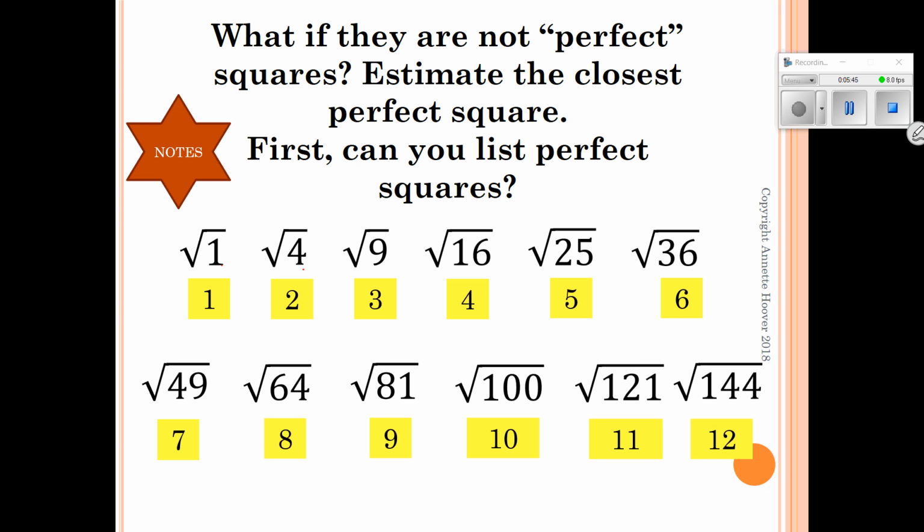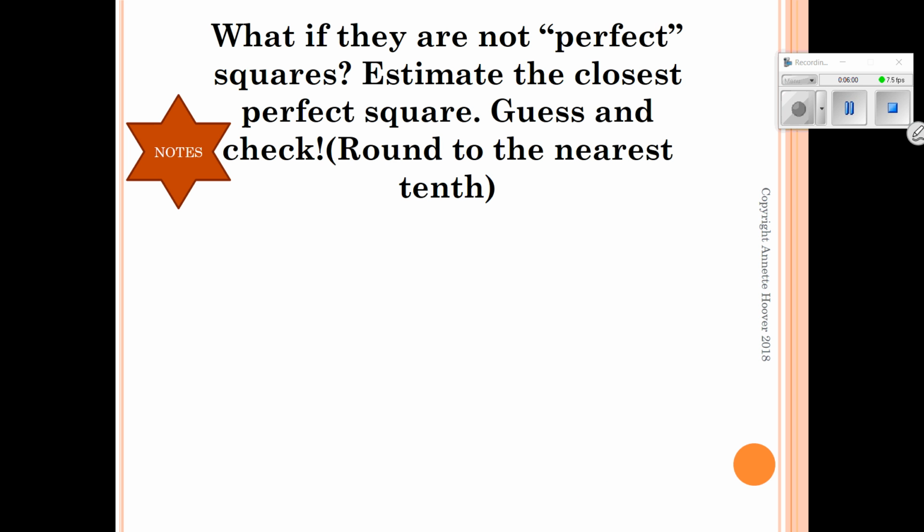Now these are numbers that you need to be familiar with. You need to know what the perfect squares are. So you should be able to recognize the square root of 1, the square root of 4, the square root of 9, all of these being perfect squares. Now, sometimes we have a number under the radical sign that is not a perfect square.